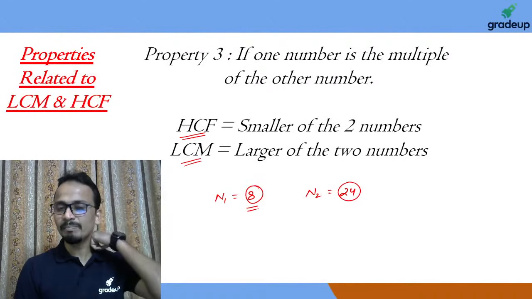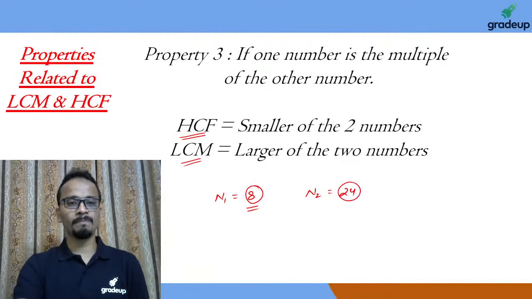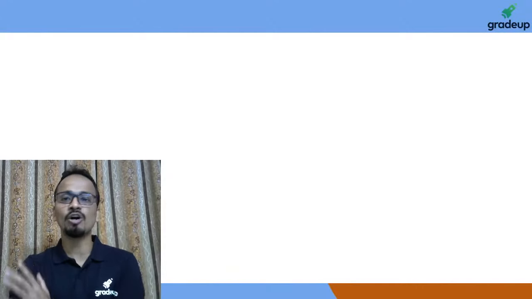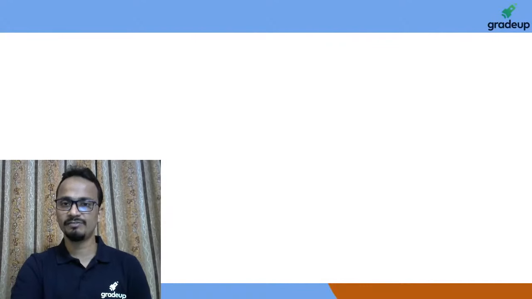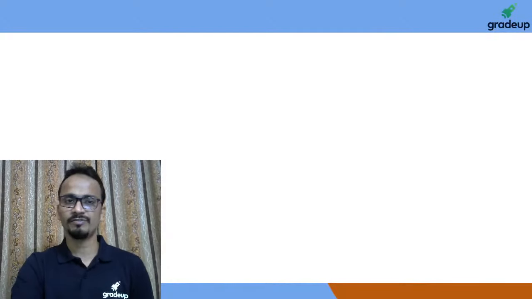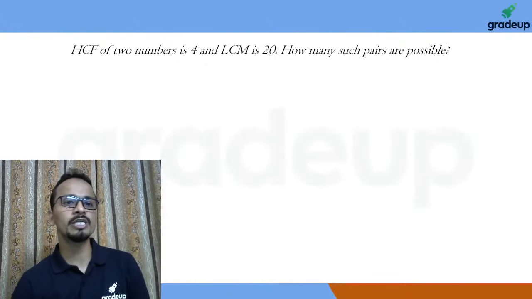All right. So these are three basic properties that you need to understand. Now the basics of LCM and HCF are over. Now let's have a look at some of the very important questions pertaining to the properties of LCM and HCF. With these questions, you will understand the basic application of LCM and HCF. So let's move on to the first question. So the first question is on your screen.